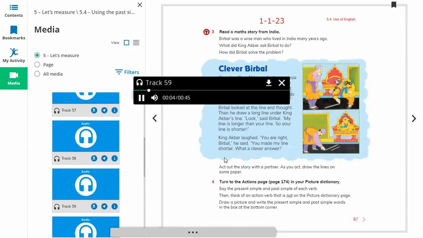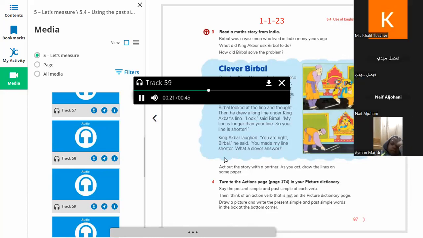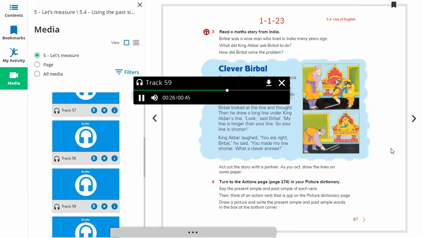Clever Birbal. One day, King Akbar picked up a piece of chalk and drew a line on the floor. Birbal, he said to his friend, I want you to make this line shorter, but you cannot rub out the ends of the line. Birbal looked at the line and thought. Then he drew a long line under King Akbar's line. Look, said Birbal, my line is longer than your line, so your line is shorter. King Akbar laughed. You're right, Birbal, he said. You made my line shorter. What a clever answer.